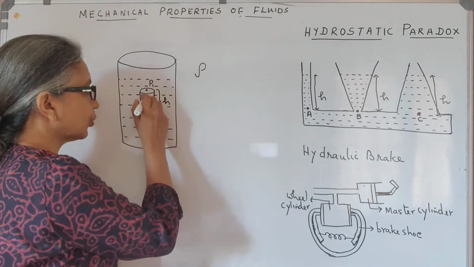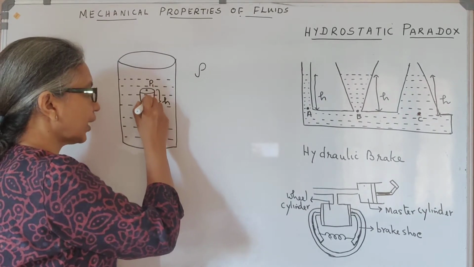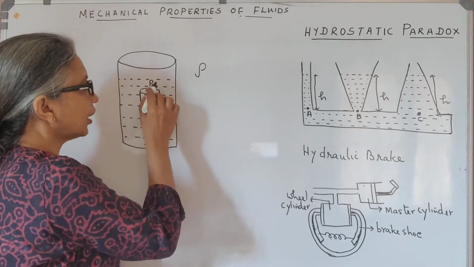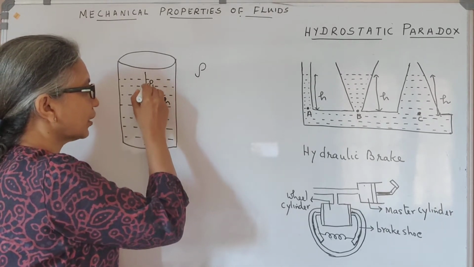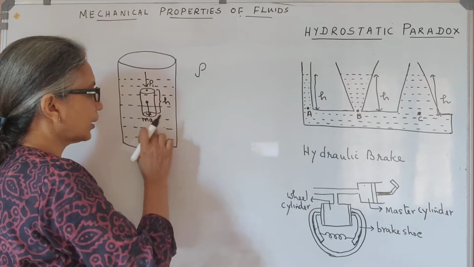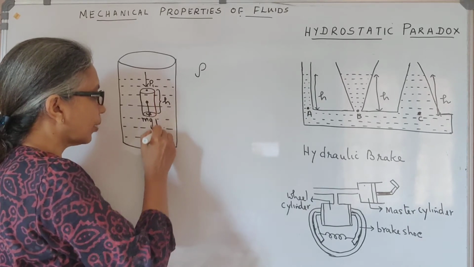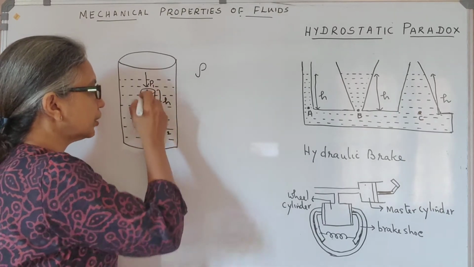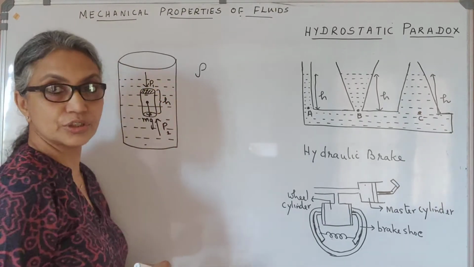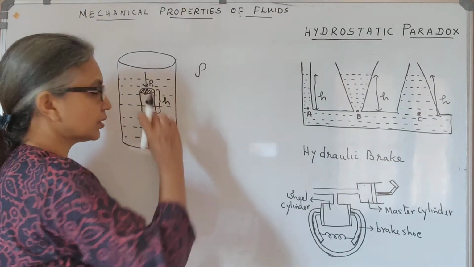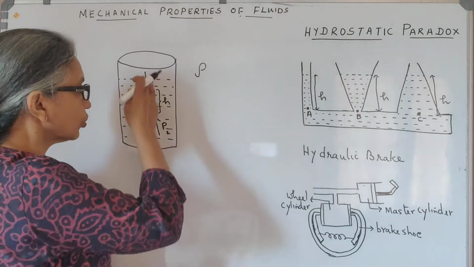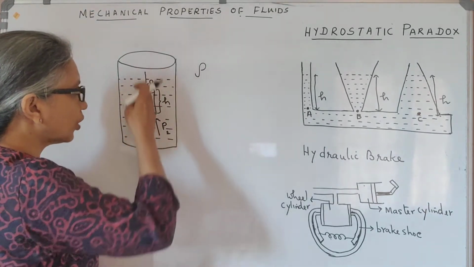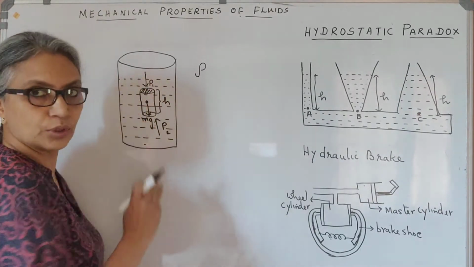Now if you look at this fluid element, we know that its weight mg will act in the downward direction, and the fluid above will exert a pressure in the downward direction here, and the fluid below will exert an upward pressure, which I call P2 here. This fluid element has a cross-sectional area A and height h. Because the whole fluid is at rest, we know that the downward forces must be equal to the upward forces.